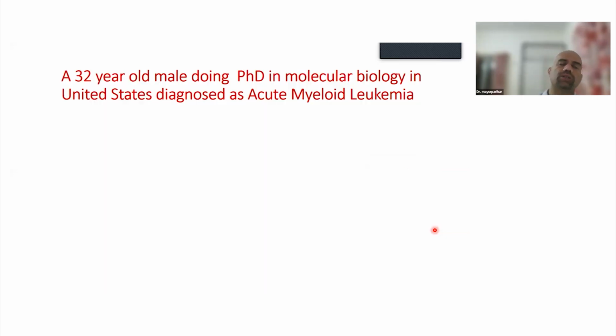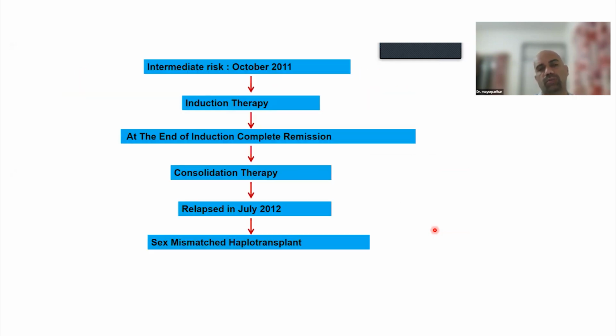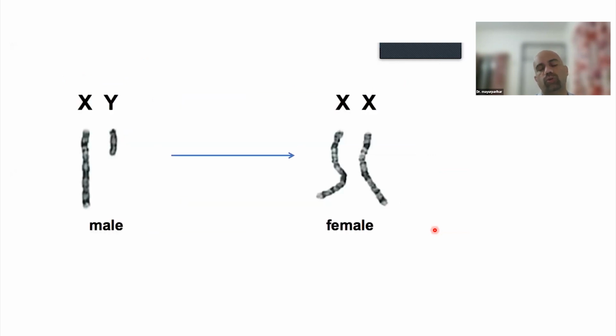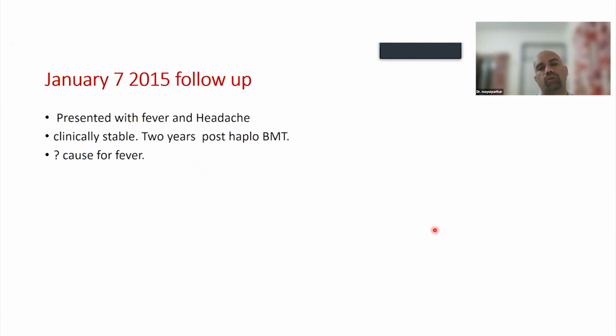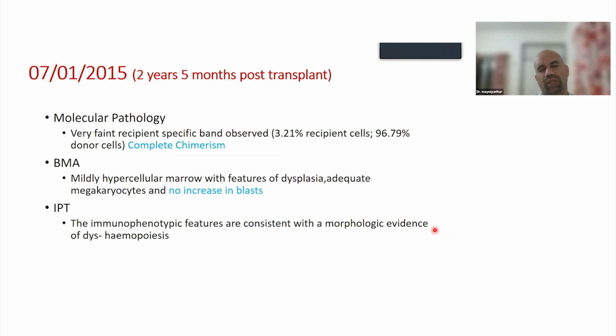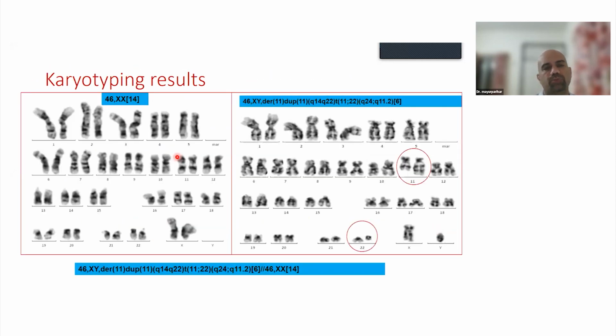There was another patient, 32 years old, doing a PhD in the US, came to our hospital, got his transplant done. Again, he had a sex mismatch transplant, was okay for 2 years, and comes back after 2 years with fever and headache. The molecular chimerism is fine. The bone marrow was fine. Immunophenotyping was fine. Now, we were expecting that all his metaphases should have shown XX, but this patient was actually relapsing, and we found 6 metaphases showing XY.